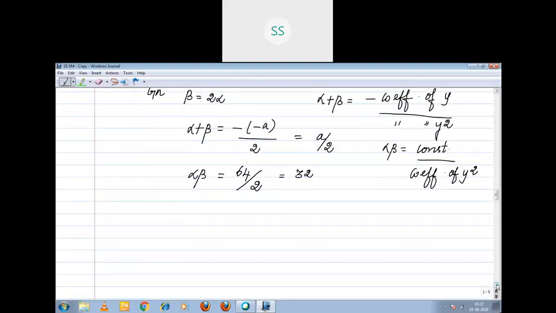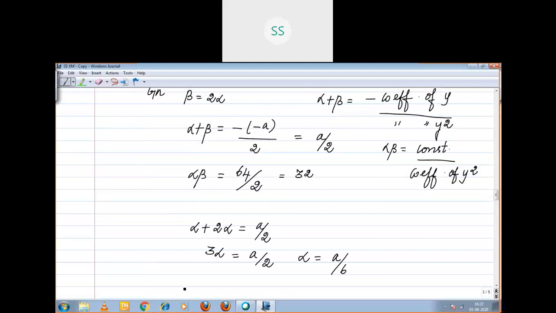Now, beta is going to be replaced. Alpha plus beta can be replaced by 2 alpha, which is equal to a by 2. So 3 alpha equals a by 2, and alpha equals a by 6.